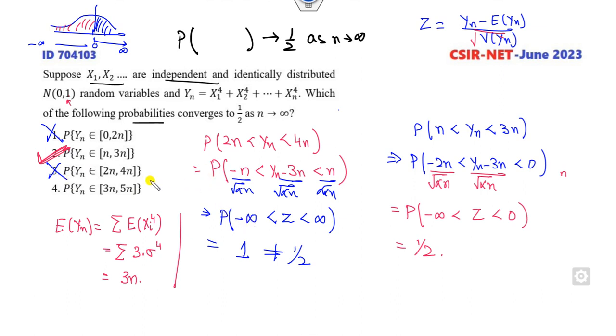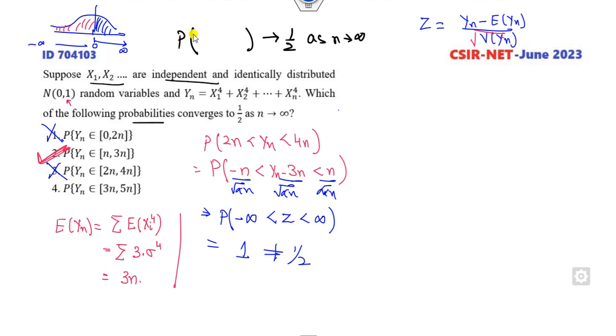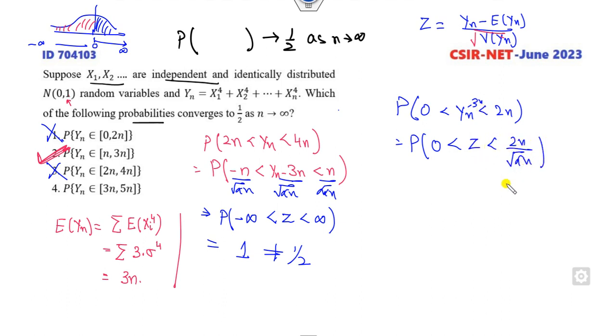Look at the fourth option. If I subtract 3n on both sides and divide by root of alpha n, as n approaches infinity, this value goes to infinity. So what is the answer of this? It is 0 to infinity, this portion, so it is again half. So the right answer is that the first, second and fourth are the correct options of this problem.